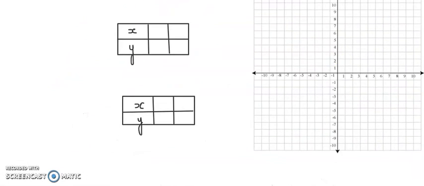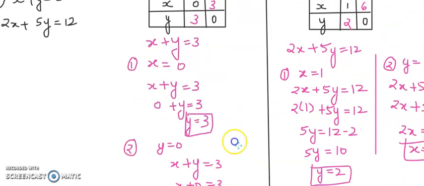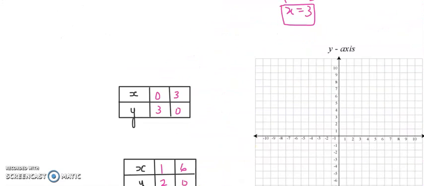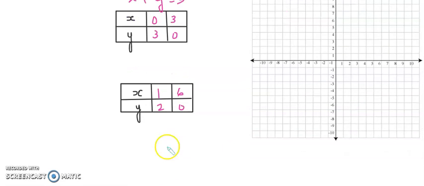So I'm going to put that point here. So 0, 3, 3, 0, 1, 2, 6, 0. Right? Let's cross check. Okay, let me put the equations. X plus y is equals to 3 is my first equation, so that when I'm graphing, I can show that x plus y is equals to 3. And the second equation is 2x plus 5y is equals to 12.